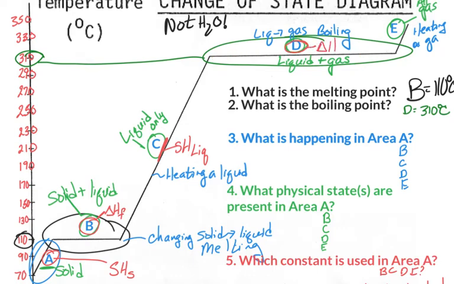Up here we have a liquid turning into a gas, so this is going to be the heat of vaporization. And in area E, we have all gas, and we're seeing the temperature rise, and this one is going to be our specific heat of a gas.